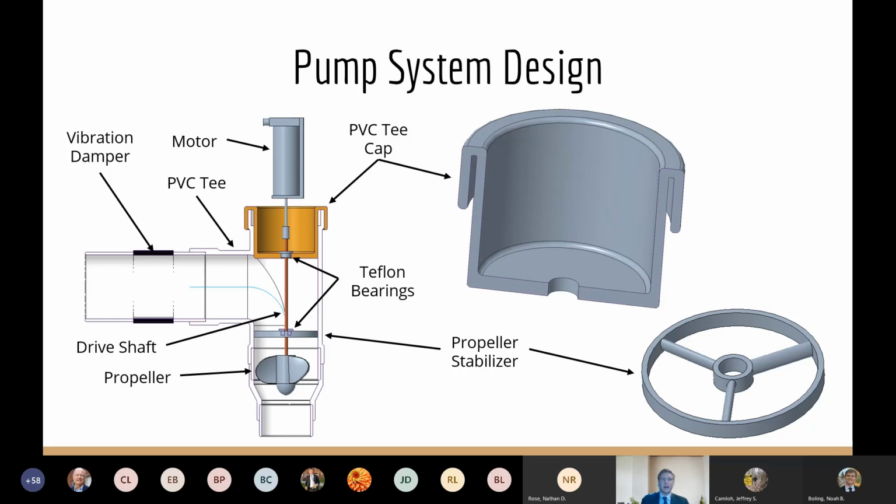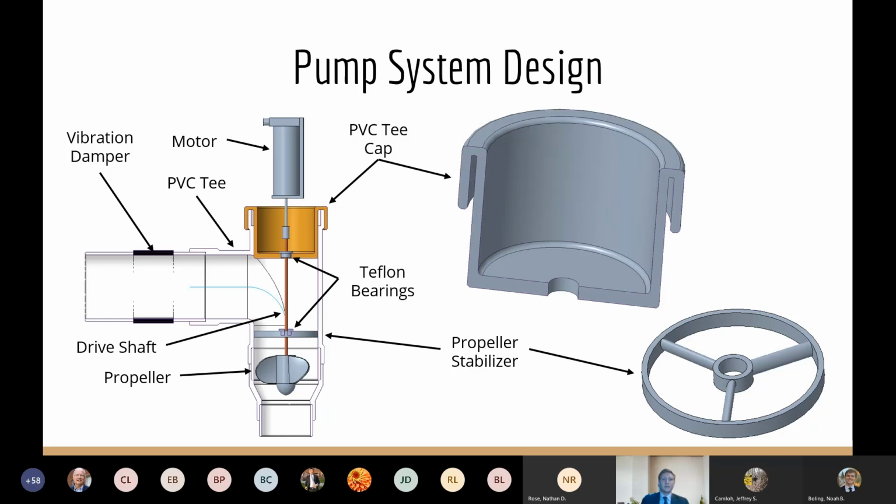A major concern for the propeller was that it would contact the PVC which it was inserted into. To avoid this, we designed a piece to be 3D printed, which would stabilize the propeller. In order to minimize the losses due to the addition of the stabilizer, the arms were made with an elliptical cross-section, and the pitch of the arms was made to match that of the propeller in order to minimize drag and to facilitate the direction of flow.